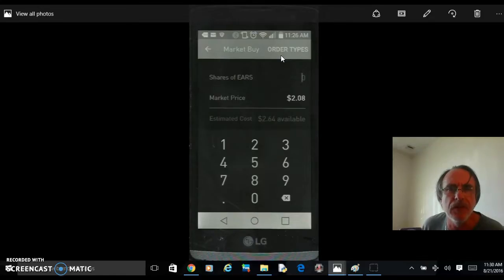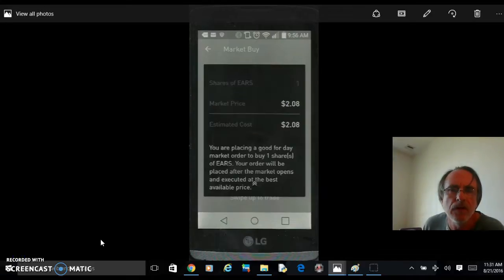Market buy is the simplest of the buy orders, and it works like this. All you do is put the number of shares that you want to buy right here. So this is what it would look like if you put 1 share in. What that means is that you're buying 1 share of EARS at the market price. Now that does not necessarily mean that it's going to be $2.08. It could be more, it could be less, but it's more likely that it'll be more. The reason for this is somebody always needs to take the other side of your trade. A market buy is just telling the software, buy at the first available opportunity.